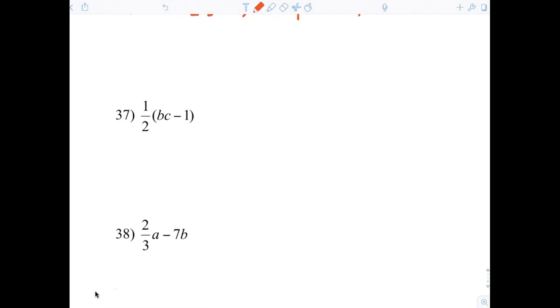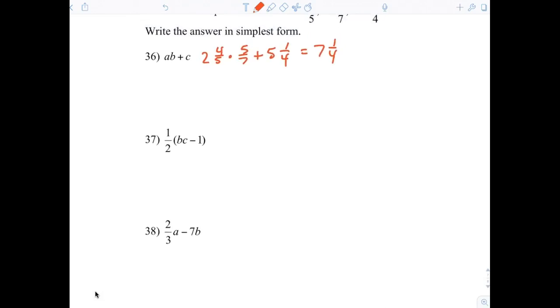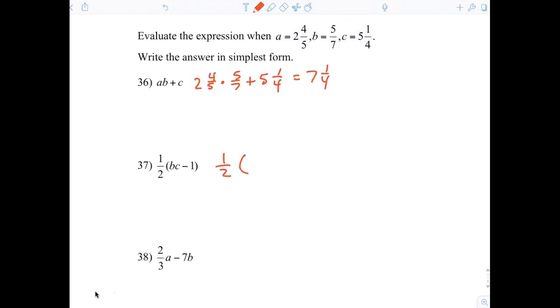Now, the next thing I want to show you is on 37, because your calculator actually has what? Parentheses. Yeah, so now we're going to learn how to use the parentheses. On your calculator, you would do 1/2, open parentheses, then 5/7 times 5 1/4 minus 1, close the parentheses, and hit equals. Everybody needs to know how to use their calculator. So everybody do that for me real quick. Should I write that? Yes, everybody has to write that. That's how I know you've done the work.